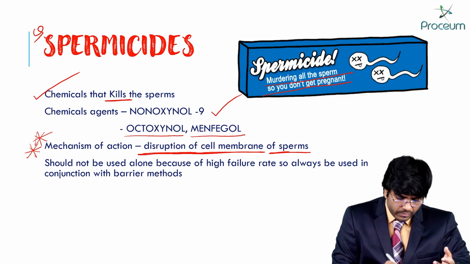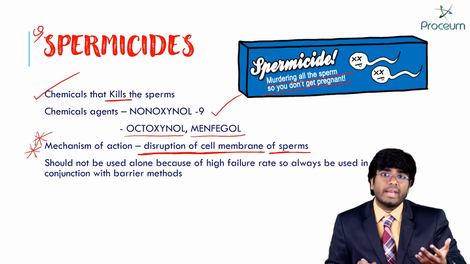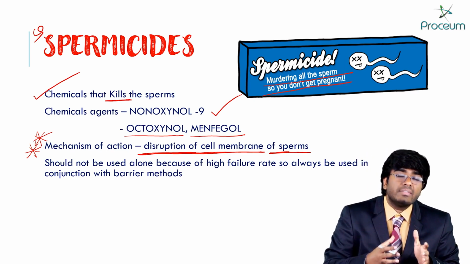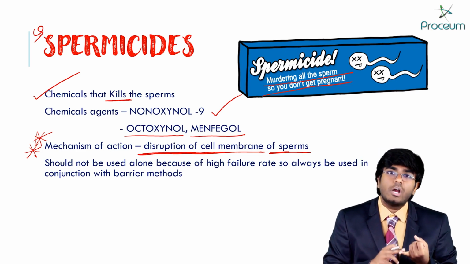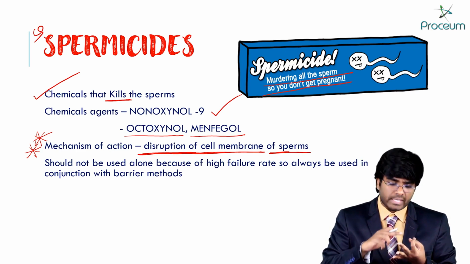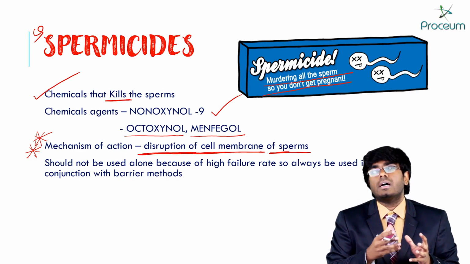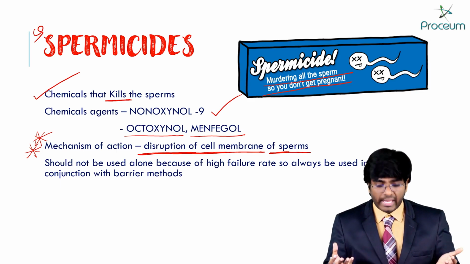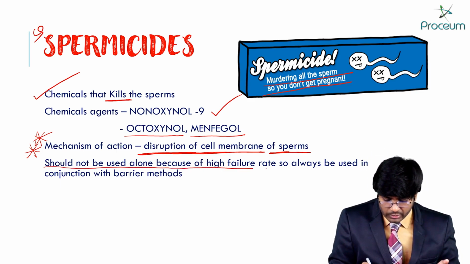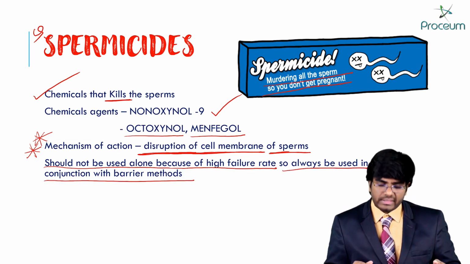So these spermicides should not be used alone. Why? Because of a high failure rate. They should be used as an adjuvant with other barrier methods. They can be used with male condoms, female condoms, diaphragms and cervical caps, and the vaginal sponge is already filled with nonoxynol 9. So you should not use it alone because of the high failure rate. Always use it in conjunction with other barrier methods.